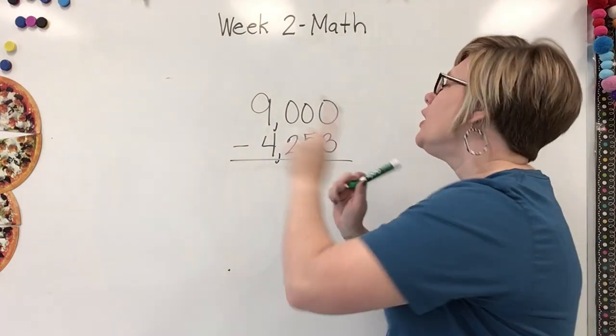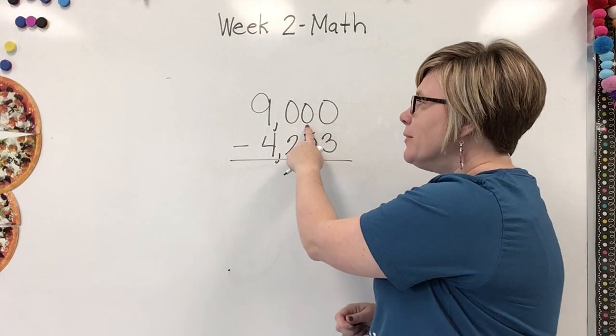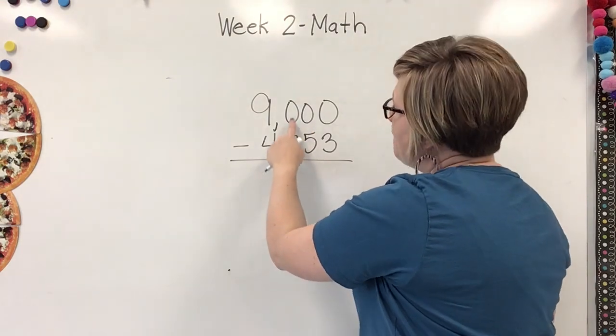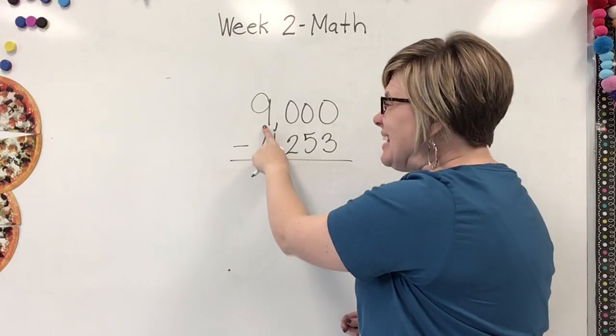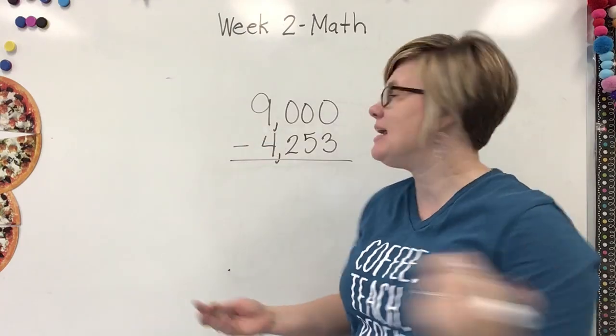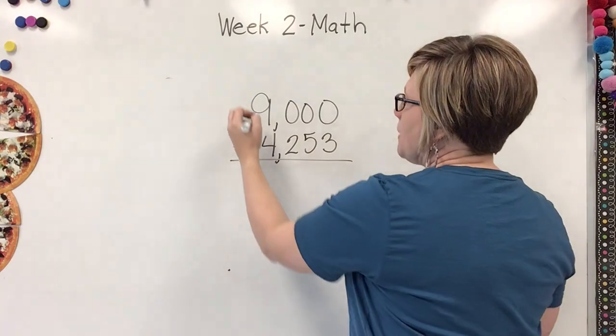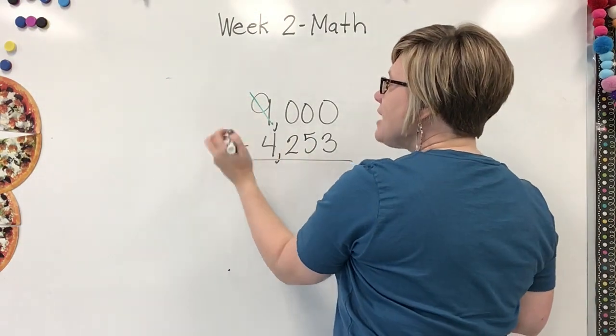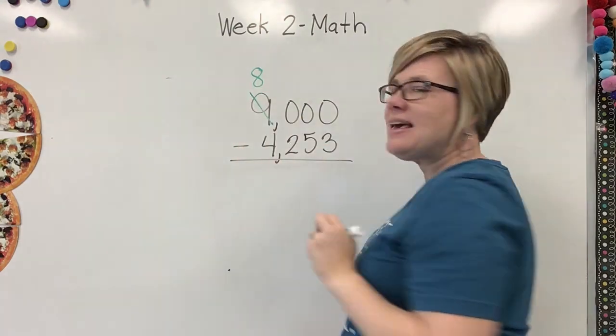More on the floor, go next door. Well, if I go to this neighbor, he doesn't have any. If I go to this neighbor, he doesn't have any. But if I go all the way to this neighbor, he's got lots of them. He's got 9. All right, 9,000. So I'm going to borrow 1,000 from him. And so now he doesn't have 9,000, he has 8,000.